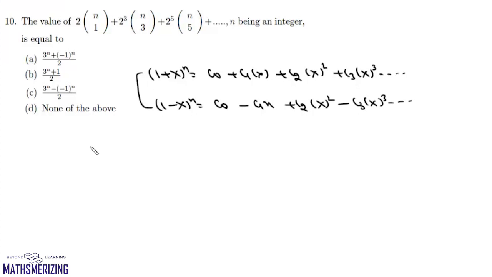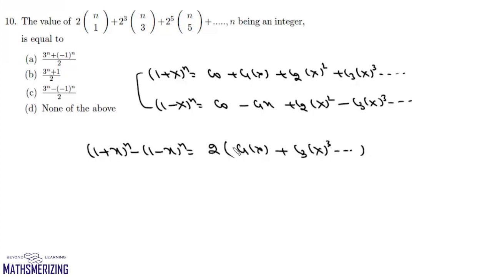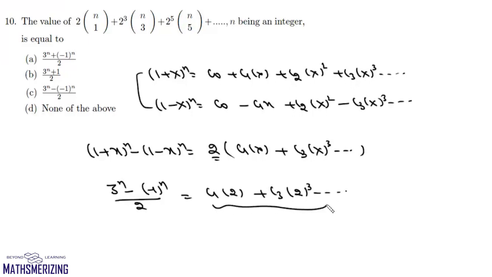Now we'll subtract the second from the first. We can write (1 plus x) to the power n minus (1 minus x) to the power n, and it will be 2 times C1x plus C3x cube, and this series will continue. Now we'll put x as 2. If we put x as 2 and divide by 2, we can write (3 to the power n minus 1 to the power n) upon 2, and it will be equal to C1 into 2 plus C3 into 2 cube, and this is the same series that we need. So the answer to this question is option C, (3 to the power n minus 1 to the power n) upon 2.